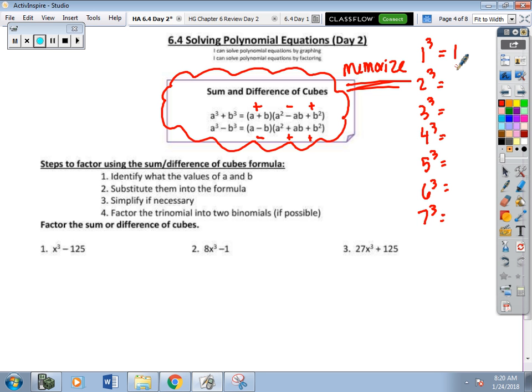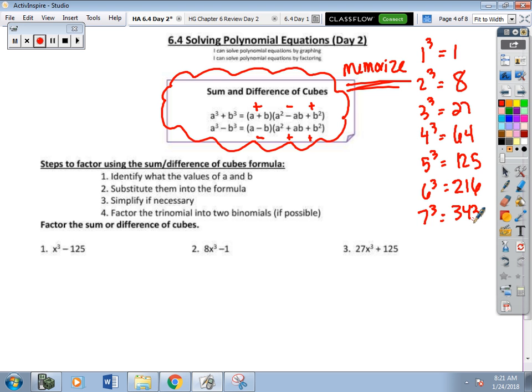What would 2 cubed be? Sam? 8. What would 3 cubed be? Garrett? 27. Biggest mistake I see is 9 for this one. You guys are just saying 3 times 3 by accident. Make sure you think it's not 9. How about 4 cubed? 4 times 4 times 4. 64. 5 cubed, I just told you, is 125. 5 times 5 times 5. How about 6 cubed? Sam? 216. And then 7 cubed will be 343.